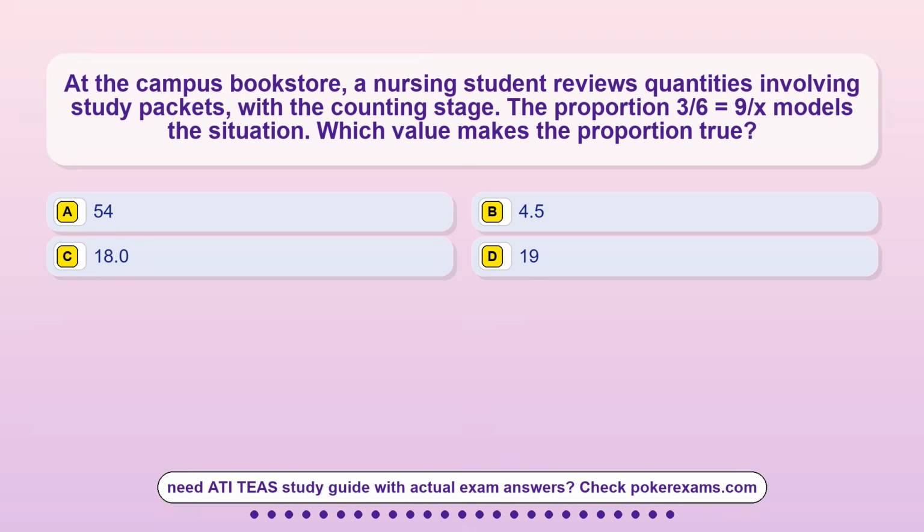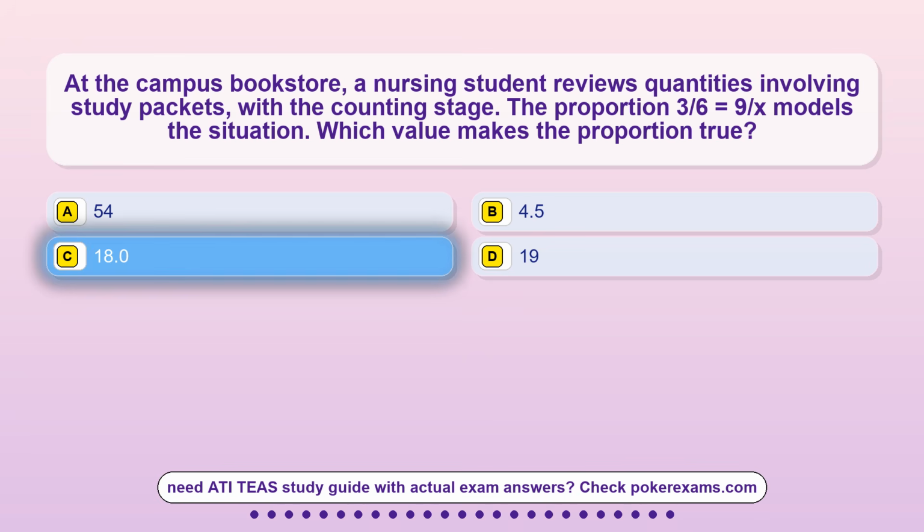Question 2. At the campus bookstore, a nursing student reviews quantities involving study packets, with the counting stage. The proportion 3/6 equals 9/x models the situation. Which value makes the proportion true? Option A 54, Option B 4.5, Option C 18.0, Option D 19. The correct answer is Option C 18.0.